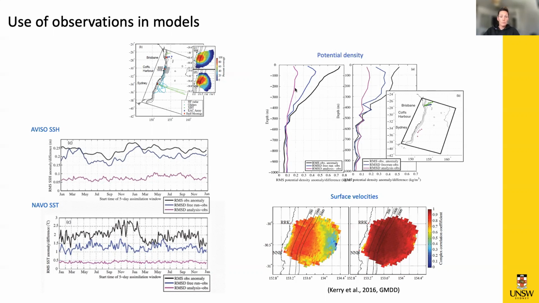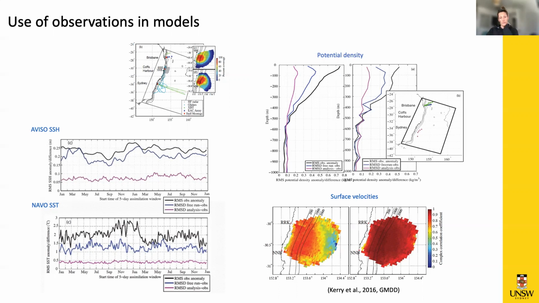These plots show the root mean squared difference between the analysis and the observations in the magenta, the free run and the observations in the blue, and then the observation anomaly in the black for potential density as measured by Argo floats, and then as measured by independent CTD cast observations. And we can see that we are getting similar error reduction in the analysis for the non-assimilated observations as we are for the assimilated Argo floats, which provides confidence that the assimilation system is reducing uncertainty across the model domain.